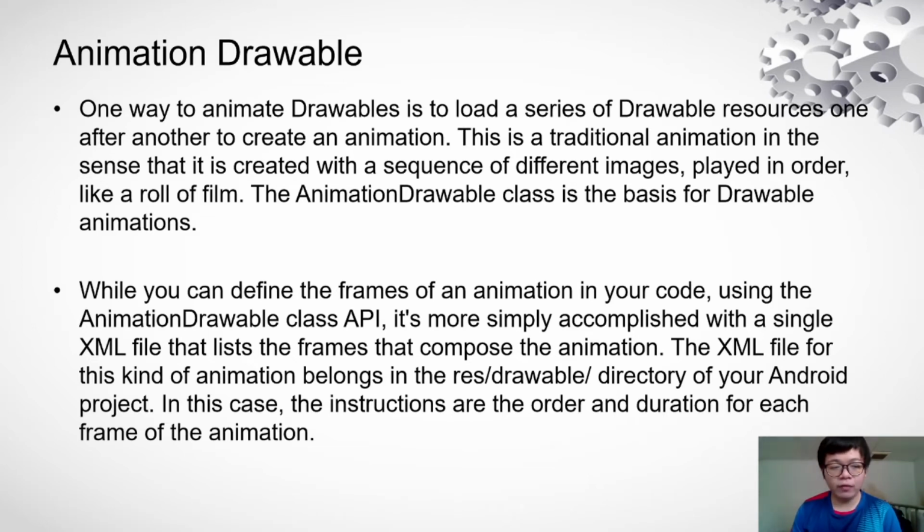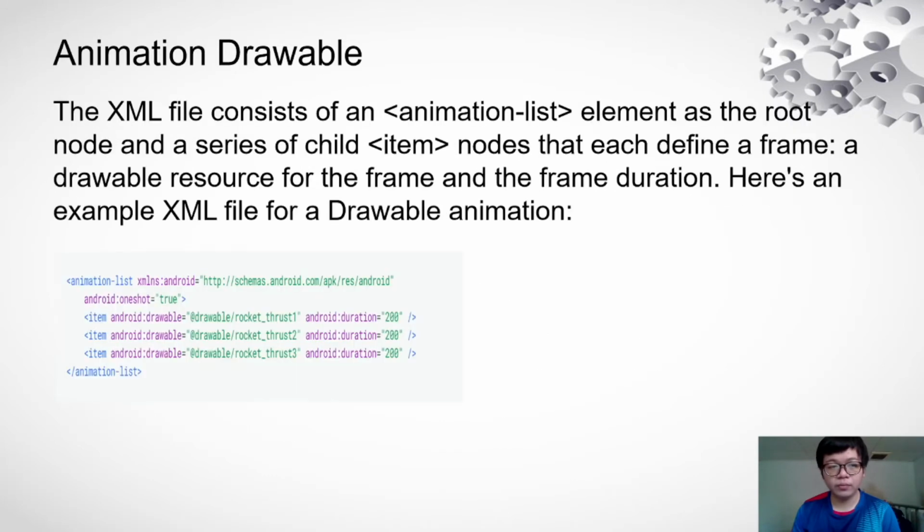The XML file for this kind of animation belongs in the res/drawable directory of your Android project. In this case, the instructions are the order and duration for each frame of the animation. The XML file consists of an animation-list element as the root node and a series of child item nodes that each define a frame, a drawable resource for the frame, and the frame duration. Here's an example XML file for drawable animation.